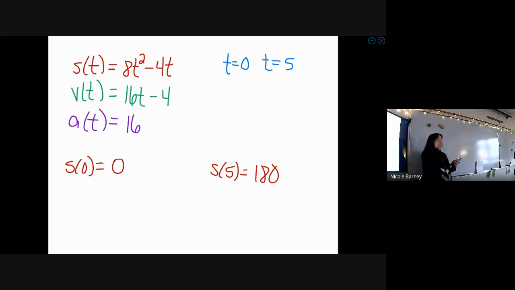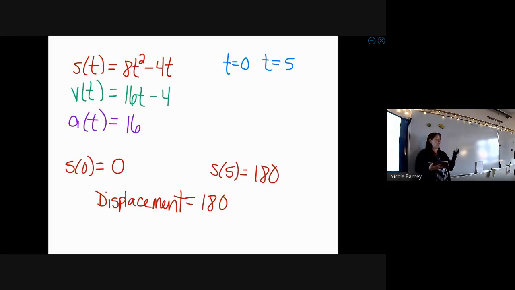Yep, because position tells us where I am in space, and displacement and distance are both talking about where you are, right? This is where are you, how fast are you going, and how much is your speed changing. Okay, so what is my displacement? 180. I started at 0 and I went a positive 180 away. So now my displacement is 180.